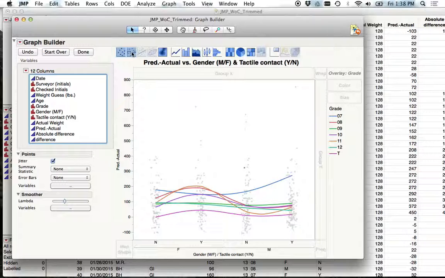There are a lot of things to digest with this kind of plot, and that's why I like it so much. Let's look at females for a minute. Let's look at the effect of age. Okay?